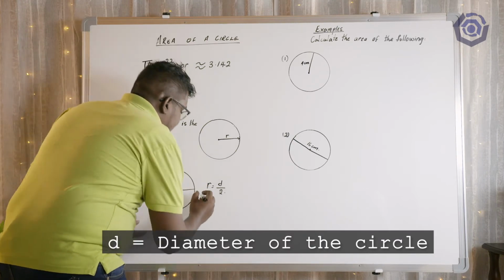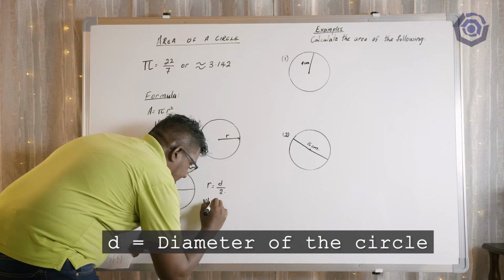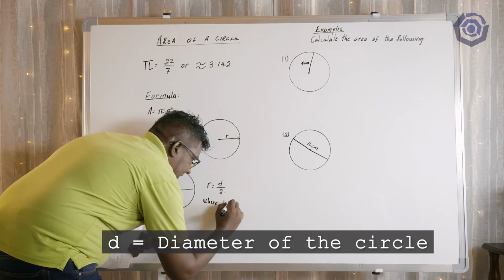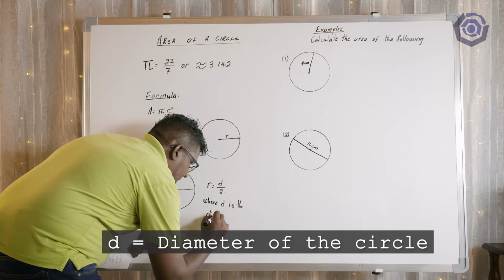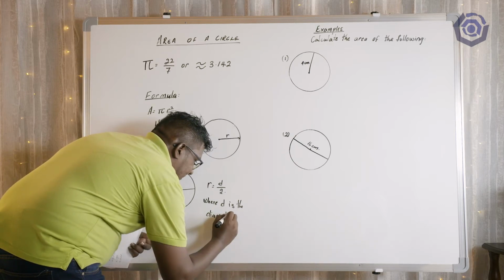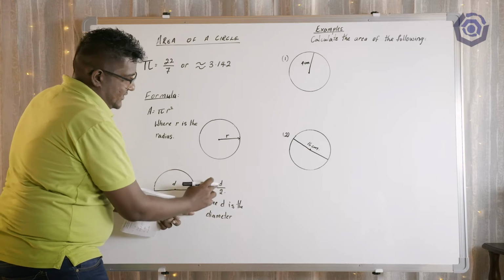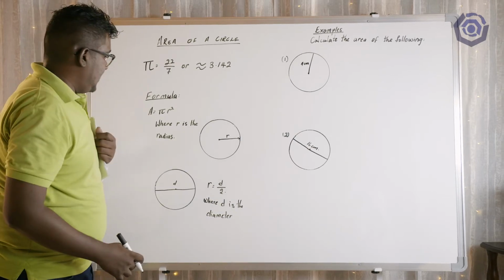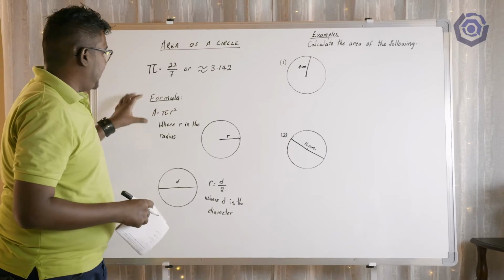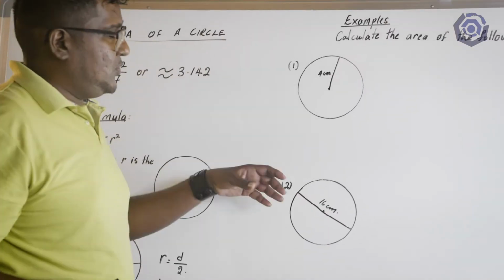So let me just add this here, where d is the diameter. So whatever length is given as the diameter, we just divide it by 2 and we would find the radius. Now let's look at some questions with the application of the formula. So you have 2 examples here.